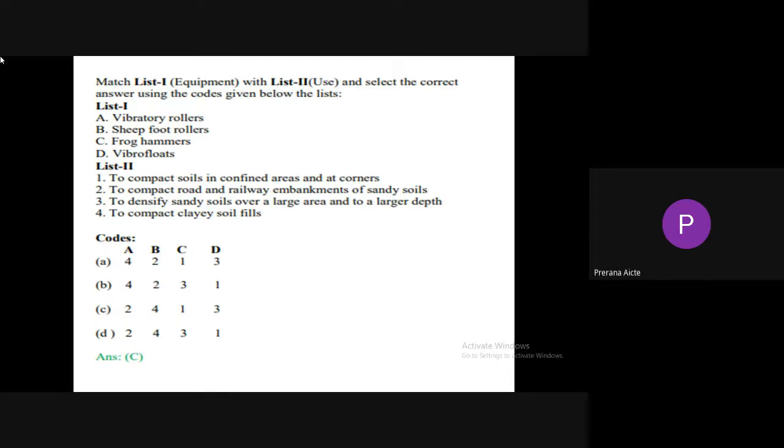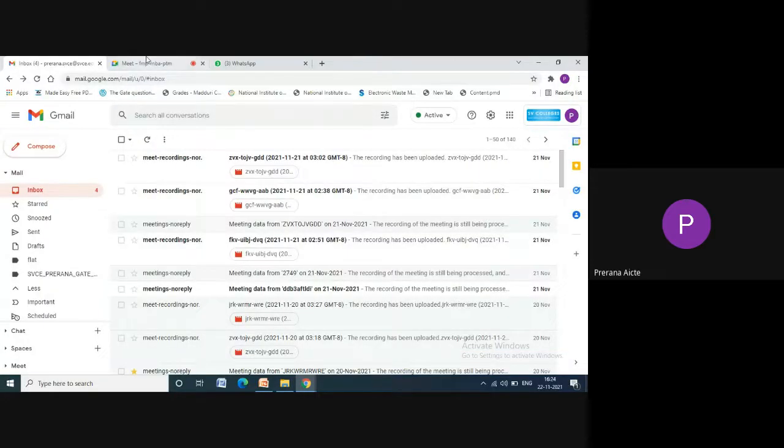So it is nothing but dampers. Dampers, also known as frog hammers, are used to compact the soils in confined areas and at all corners. Vibro floats are for 3, to densify sandy soils over a large area and to a larger depth. In order to compact the soil to a great extent and to a great depth, we need to use vibro floats. This is about compaction. Now I am going to explain the permeability and seepage of soil.